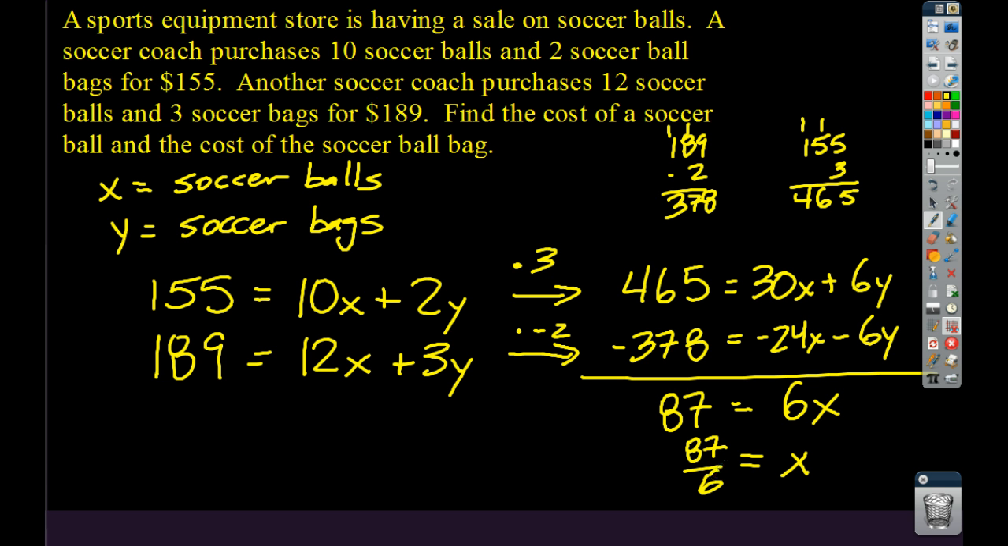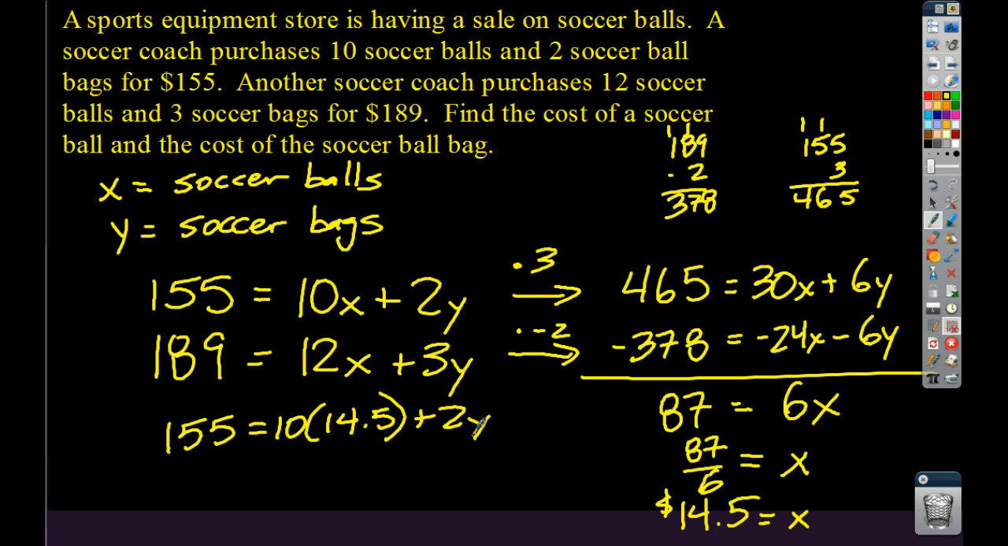Hold on a second. Okay, so this ends up being x equals $14.50. Okay. Then we'll go ahead and plug it back in. So let's go back into our original equation. Since this is a nice one for 10, 155 is equal to 10 times 14.5 plus 2y. Okay, and this is nice because then it cancels out. So I have 155 is equal to 145 plus 2y. So 2y is equal to 10, and y is equal to 5.